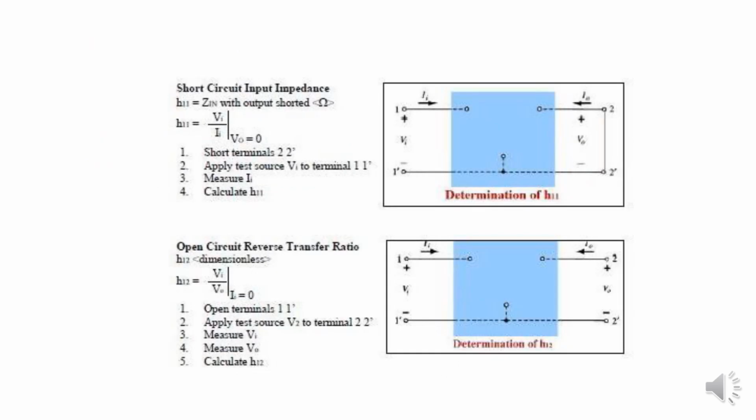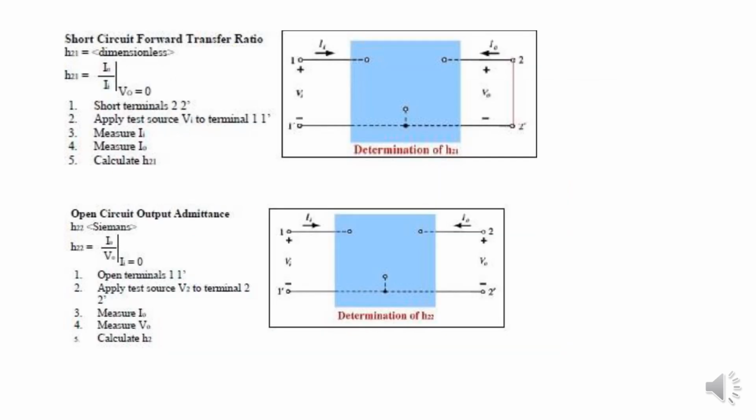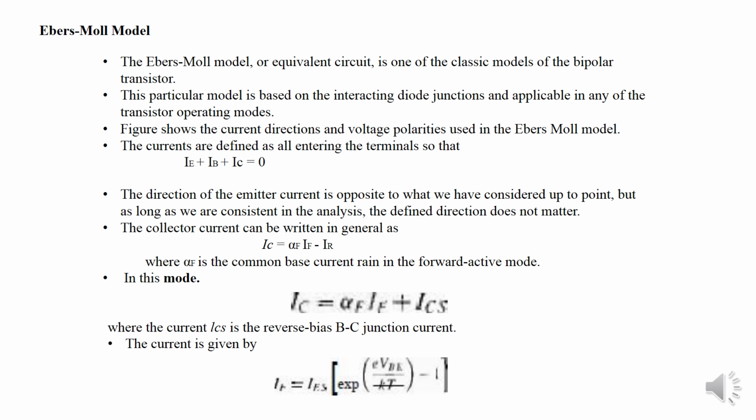Here it shows the short circuit input impedance, and the second one shows the open circuit reverse voltage ratio. The next one is the short circuit forward transfer ratio. The next one is the open circuit output impedance. Next is the Ebers Moll formula.